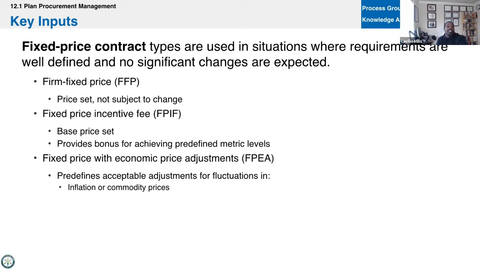But the risk is on the seller here, right? First two types of contracts. CJ, what you just described though, wouldn't that be a cost plus incentive fee rather than a fixed price incentive fee? No, because the price here, the fixed price is the labor, and the incentive fee is to keep costs down. And so there's a sharing in the cost.